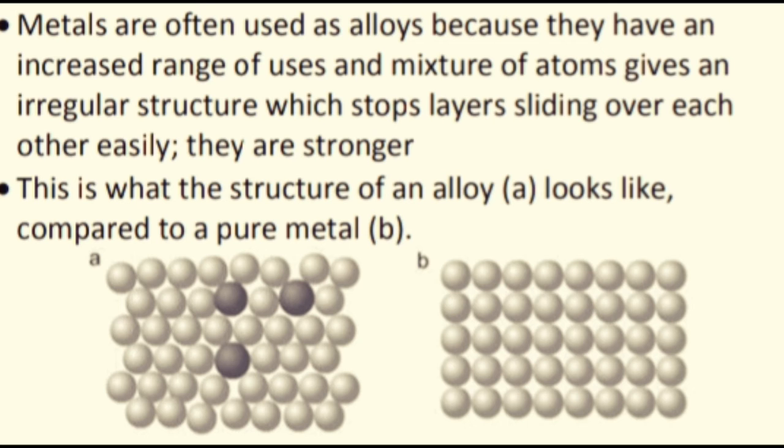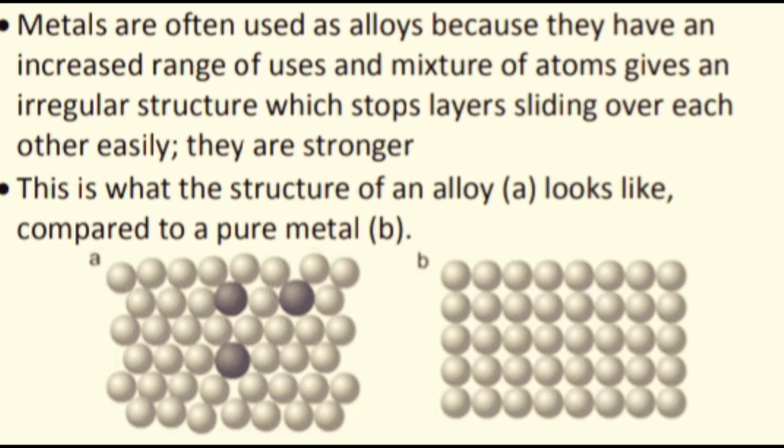Next, we have to discuss alloys. Alloys mean a mixture of molten metals. Here pure metals are converted into alloys because alloys show better qualities compared to pure metals. Alloys resist corrosion. Alloys are harder than pure metals. That's why pure metals are changed to alloys.